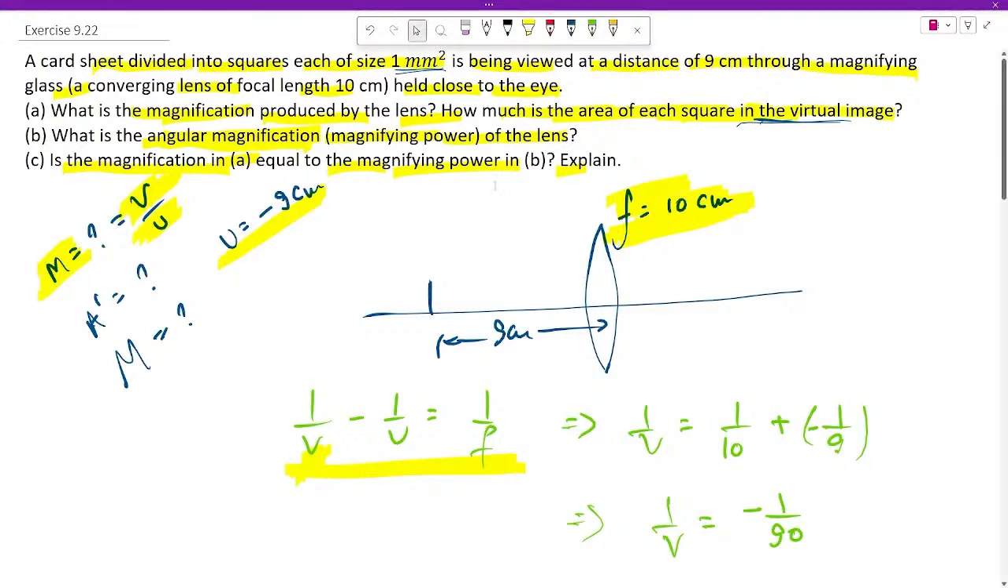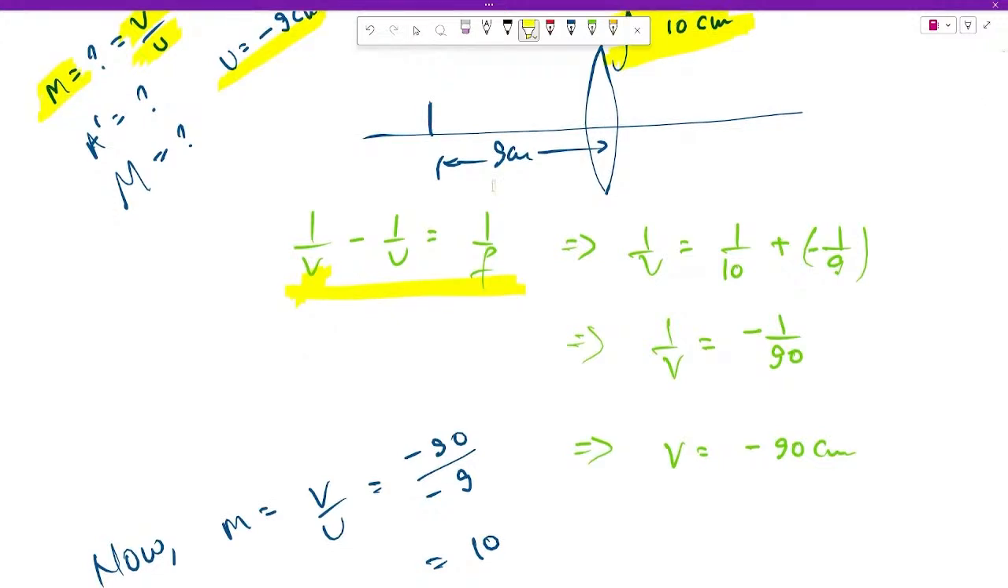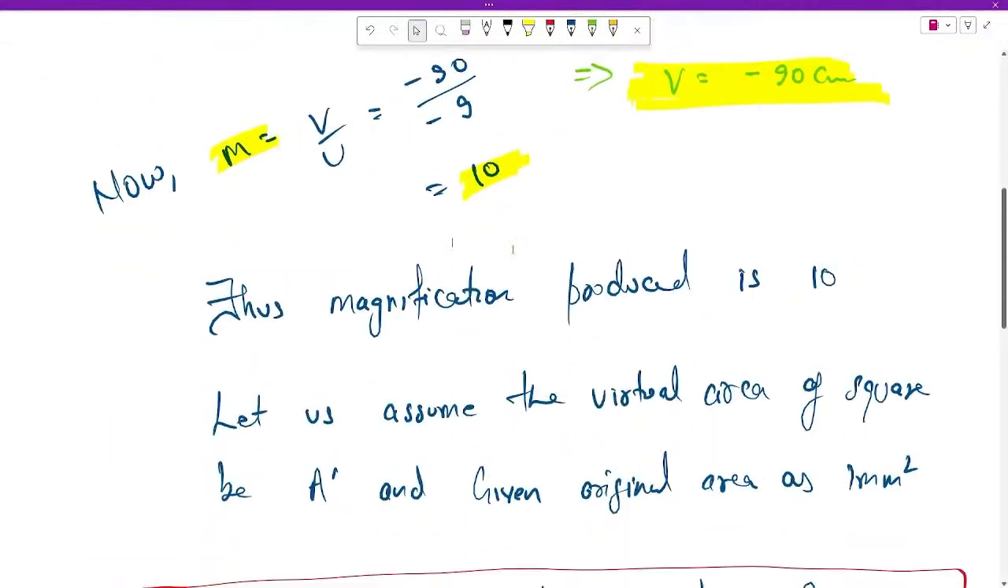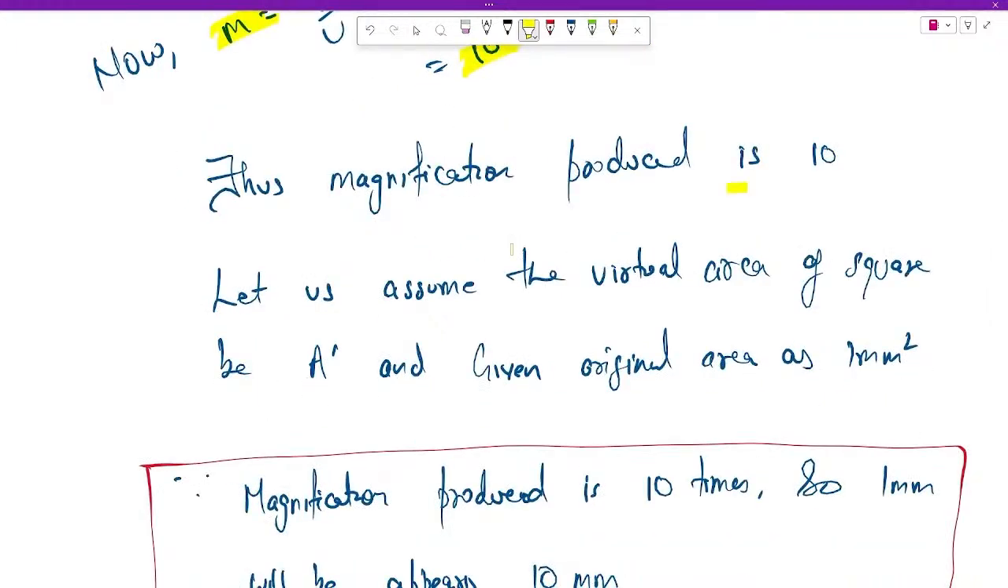Now substituting the values we have been given, the value of u as 9 centimeter, and with sign convention it would be minus 9 centimeter, focal length as 10 centimeter, we will get the value of v as minus 90 centimeter. That is, the image is produced on the left side of this convex lens, on the side of the object, at 90 centimeter. Now we can calculate the value of magnification for the lens, that is v by u, and we will get 10. Now we know that the magnification produced is 10.